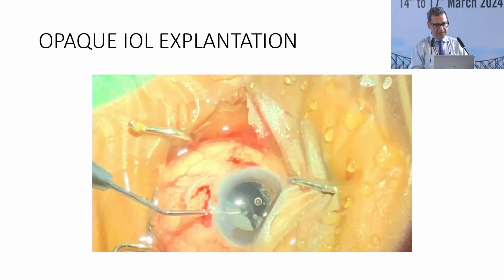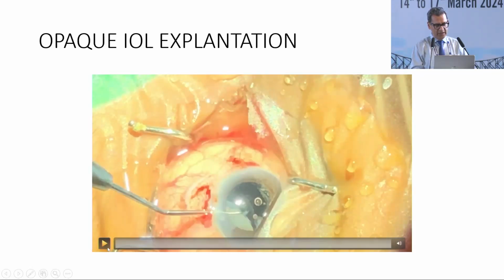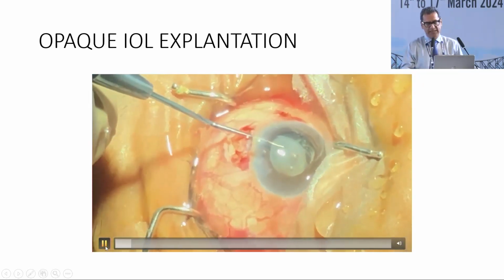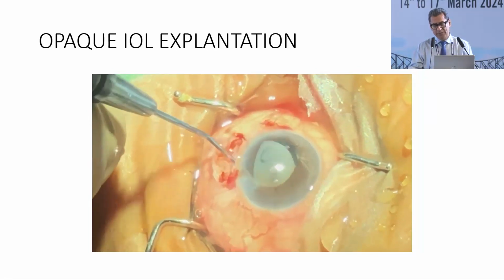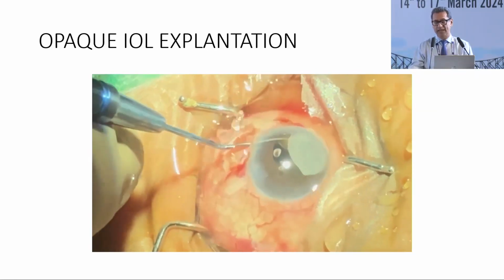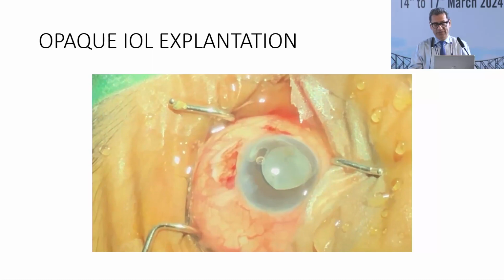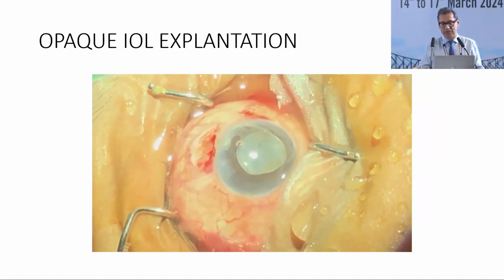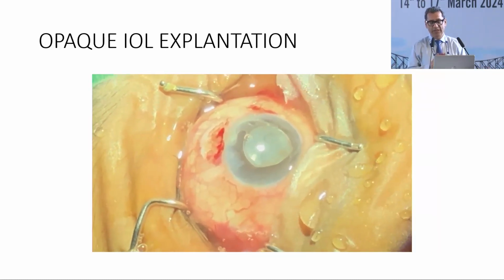So this is, I think Cyrus had kept the topic of IOL explantation also. So this was an opaque IOL. You can see that there's a bag with the IOL. I was planning that I will remove the IOL and then I'll put a secondary IOL in the bag. But you see that these bags are so fibrosed with the IOL ensconced in the bag like a cocoon.